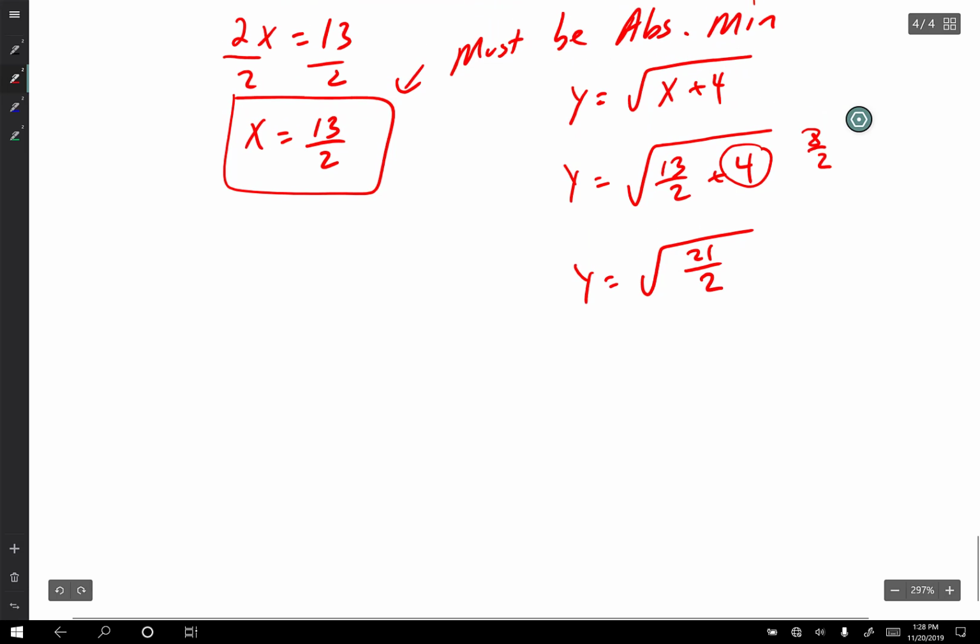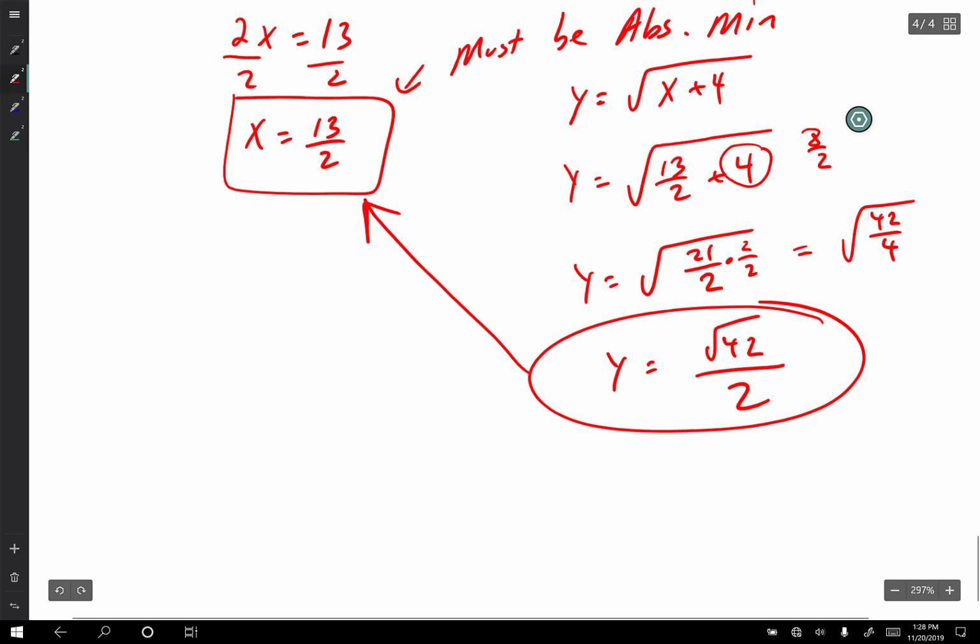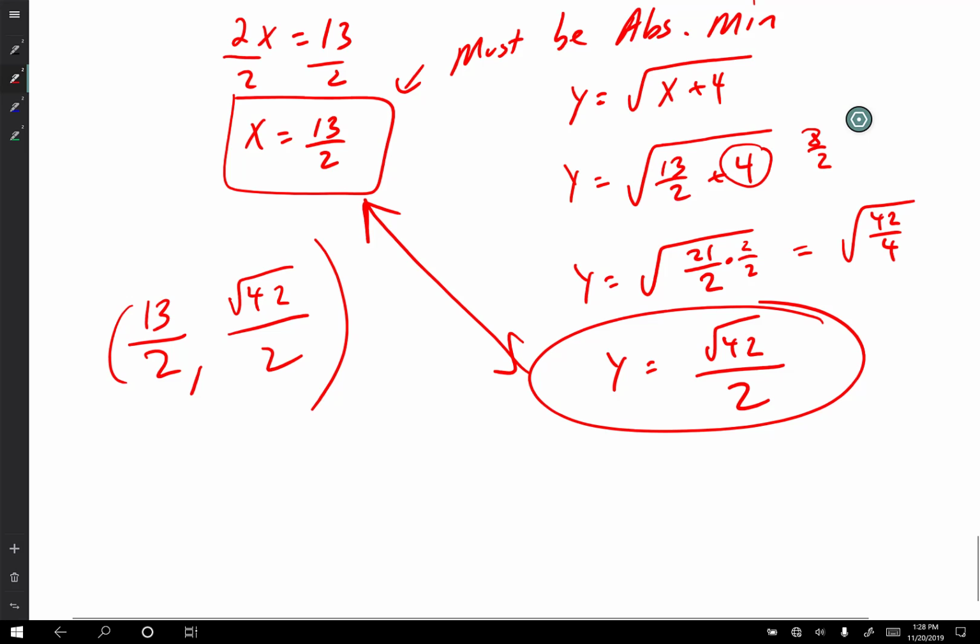Here's what they do with that, guys. They want to have a perfect square root in there. Multiply it by 2 over 2, and you get the square root of 42 over 4, to get the 4 in the denominator. What's the square root of 4? So square root of 42 over 2. That's your y coordinate. That's your x coordinate. So the coordinate that will get you the smallest distance, or the shortest distance, to 7, 0 is 13 over 2 comma square root of 42 over 2. How do we feel, guys?